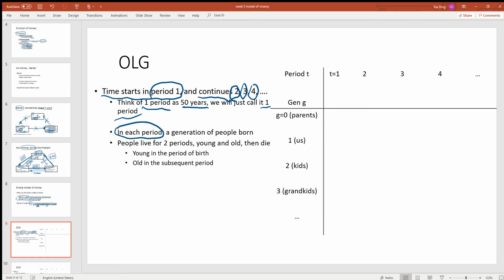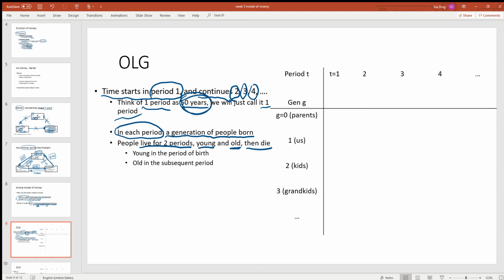Well, in each period, there's going to be a new generation of people born. And every people born, they are going to live for two periods. In the first period, which is the period they are born, they are young. And then in the subsequent period, they are old. Then we die. If you think about a normal person living for 70, 80, or 90 years throughout your life, that's approximately two periods, if one period is 50 years. So this is more or less consistent with reality.